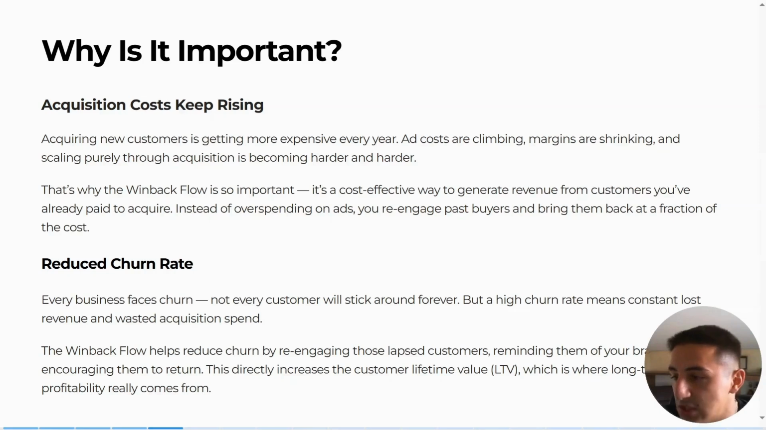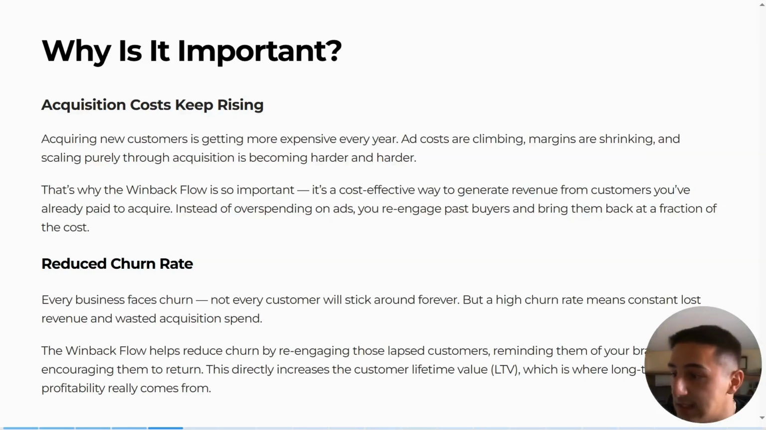So first, acquisition costs keep rising. Acquiring new customers is getting more expensive every year. Ad costs are climbing, margins are shrinking, and scaling purely through acquisition is becoming harder and harder. So that's why the win-back flow is so important. It's basically a cost-effective way to generate revenue from customers you've already paid to acquire. So instead of overspending on ads, you re-engage past buyers and bring them back at a fraction of the cost.